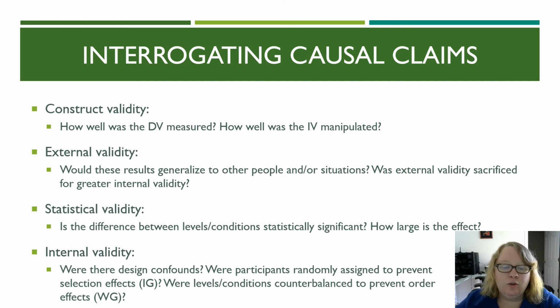You would also ask, were participants randomly assigned to prevent selection effects in an independent groups design? Or were the levels and conditions counterbalanced to prevent order effects in a within groups design? So those are all questions that you can ask about causal claims when you're interrogating them, when you're assessing the validity of your experimental study. All right, so again, internal validity is the most important for experiments, external validity is the least important, and construct and statistical validity are always important no matter what kind of claim you are testing.